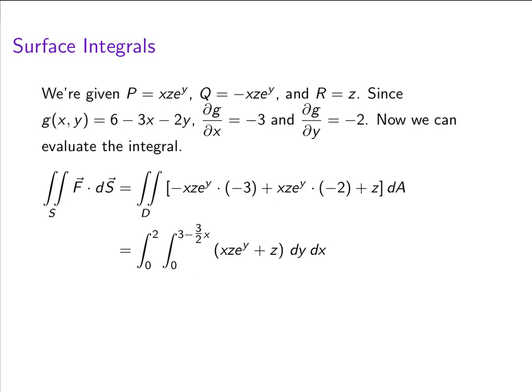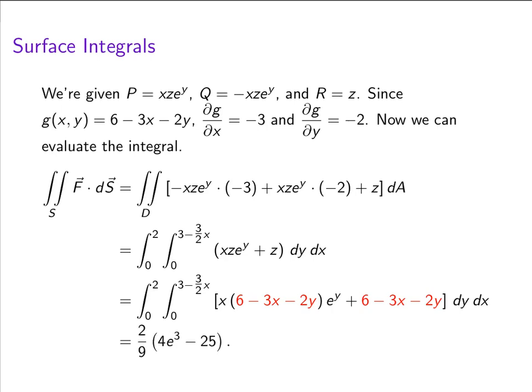Now at this point, notice that this is supposed to be a double integral in x and y. So we cannot leave these z's in place. We have to replace those with 6 minus 3x minus 2y, because that's what the value of z was along the surface that we care about. If we make that replacement, then this is what it looks like. And now this integral will be handled no problem by our computer. We get a final answer of 2/9 times 4e cubed minus 25.